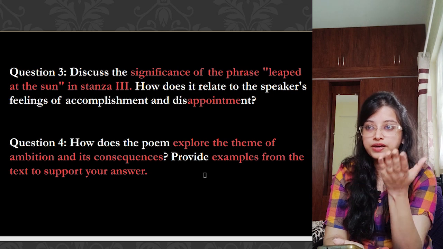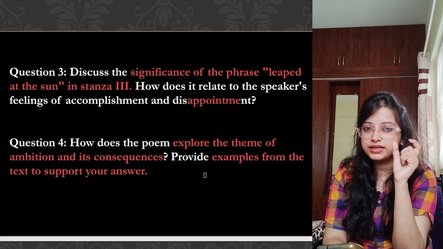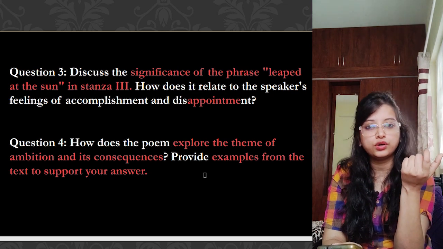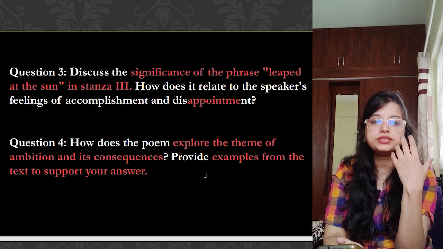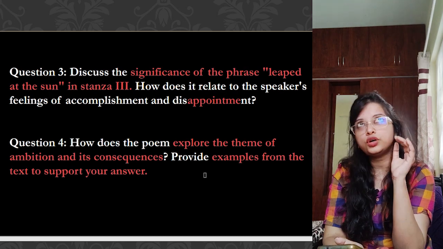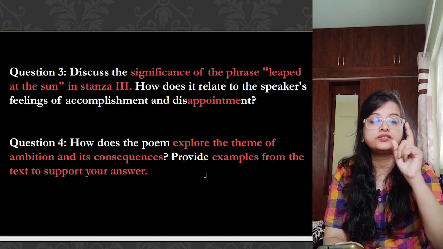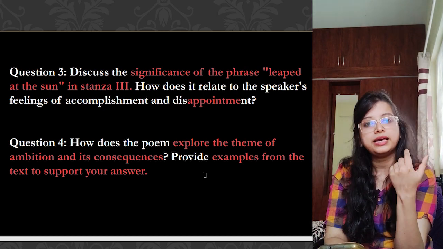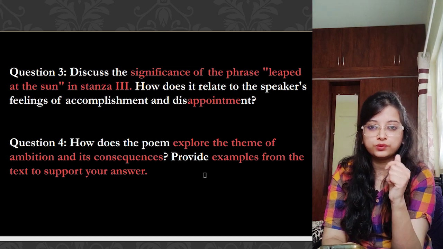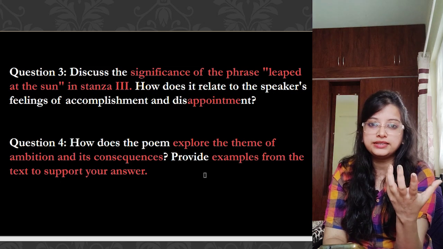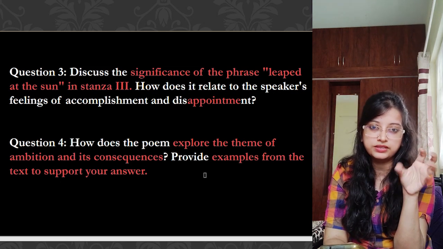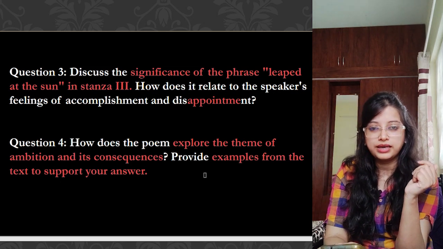Okay, see, provide examples from the text. That is why that allusion, a reference to Greek mythology, shows he was quite like Icarus, who ambitiously leapt at the sun, who thought that he could fly very close to the sun. His father had told him not to do that, and therefore he died and fell down. His wings burnt, his wax melted, the wax that held his feathers burnt, and he fell down and he had to die.